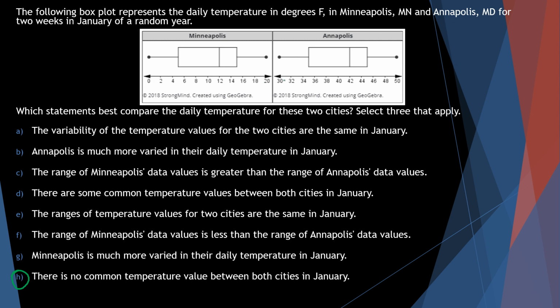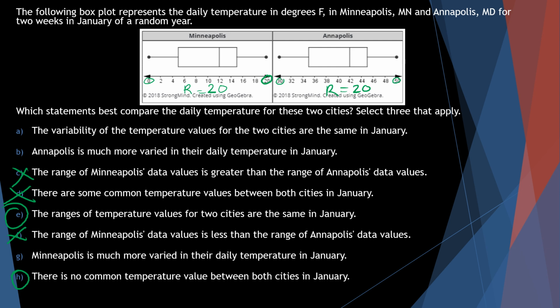This goes from 0 to 20 and this is going from 30 to 50, right? No temperatures overlap between these. So I'm going to cross out any of them that mention there could be some that are the same, which looks like it's just this one. All right, next. The range for Minneapolis is 20 minus 0, which is 20. The range for Annapolis, which is 50 minus 30, is also 20. So that means that the range for both of these cities is the same. Crossing off the other ones that talk about range.